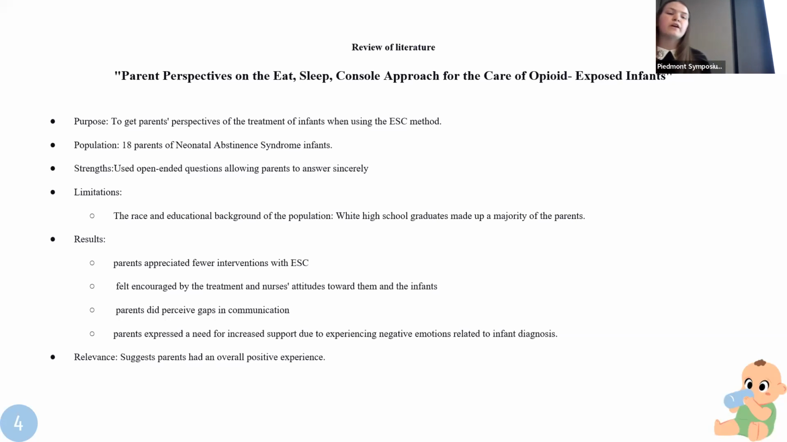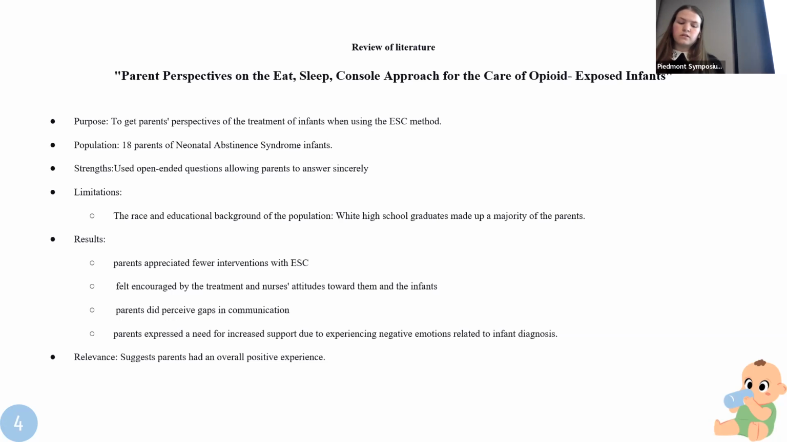My third article is Parents' Perspective on Eat, Sleep, and Soul approach for the care of opioid-exposed infants. The purpose was to get parents' perspective of the treatment of infants when using the Eat, Sleep, and Soul method. The population was 18 parents of neonatal abstinence syndrome infants.